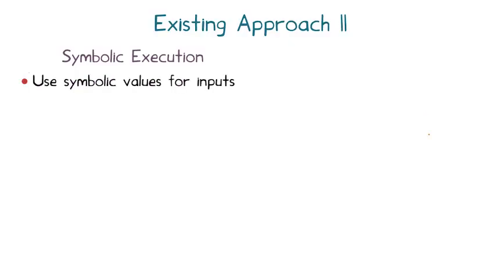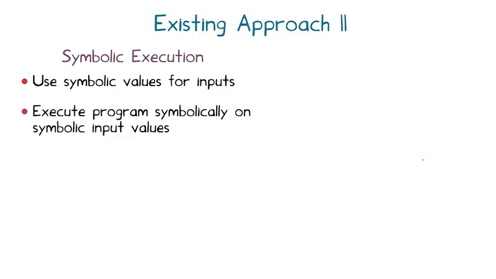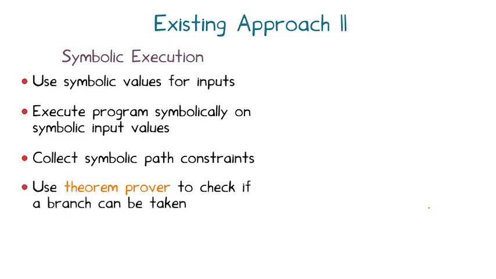Another approach that has existed since the 1970s is called symbolic execution. In this approach, input variables are represented symbolically instead of by concrete values. The program is executed symbolically, and symbolic path constraints are collected as the program runs. At each branch point, we invoke a theorem prover to determine whether a branch can be taken. If so, then we take the branch. Otherwise, we ignore the branch as dead code.